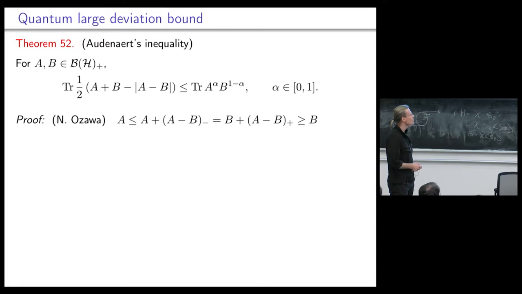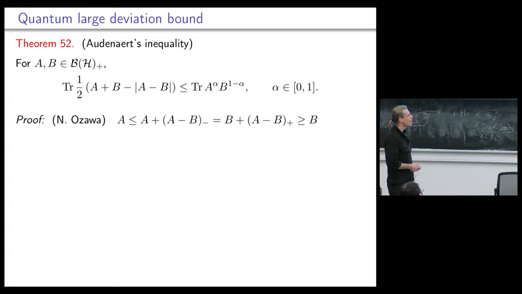This is a different proof from the original. This is due to a Japanese operator algebraist called Ozawa. And I want to show it to you because it uses concepts from the previous parts of the talk. So you take these two positive semi-definite operators, and it is obvious that this operator is larger than either of them, and they are equal to each other.